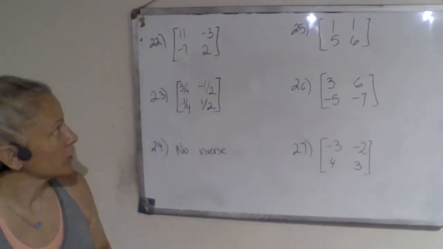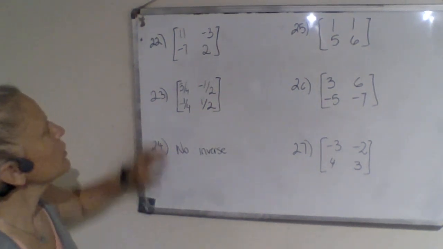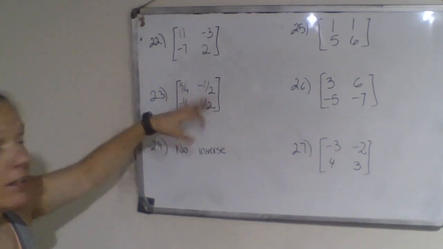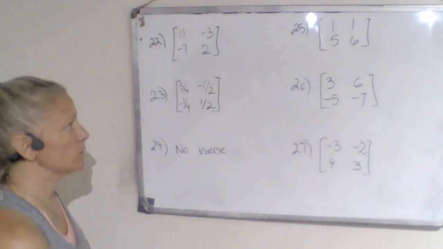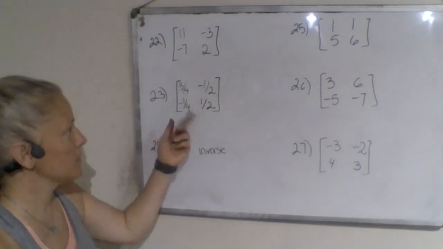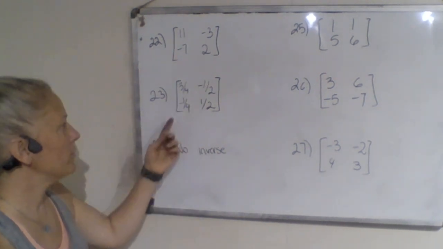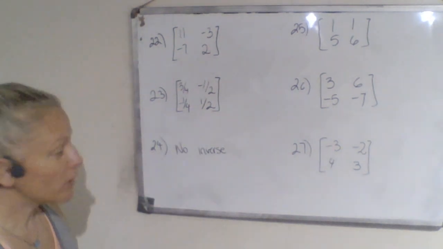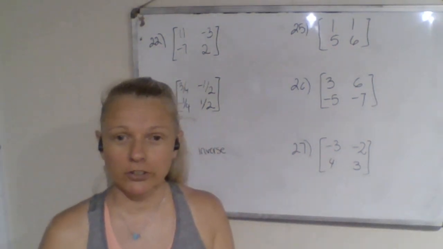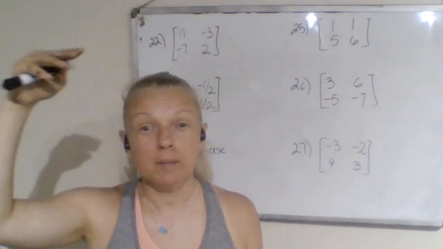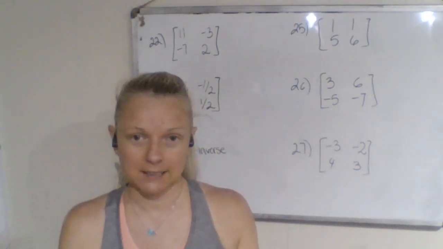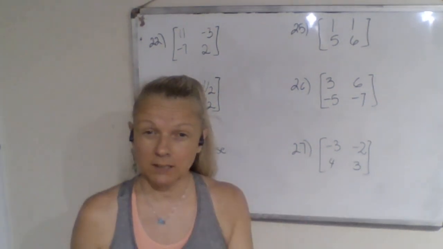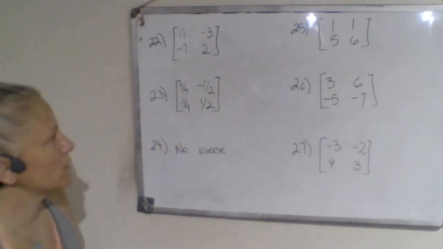Okay, guys, here's your answers from 22 to 27. 22, 11, negative 3, negative 7, 2. 23, if you have decimals, it's fine. Remember, you can always do this by going math fraction and get the things. But if you get 0.75, negative 0.5, negative 25, 0.25, and 0.5, that's fine. 24 had no inverse. You should have gotten an error, and on top it says singular matrix or matrix singular. That means it doesn't have an inverse. We ran into this before. So as long as the error says singular matrix, that means you just don't have an inverse to that one.